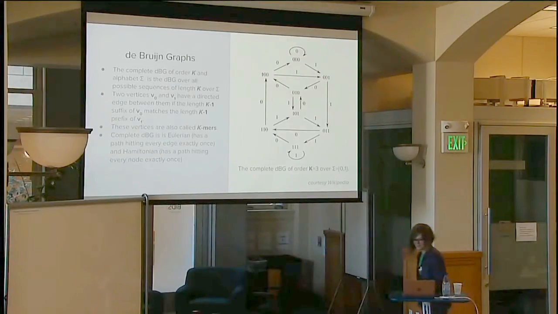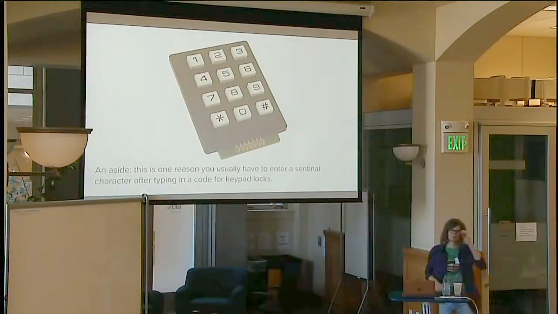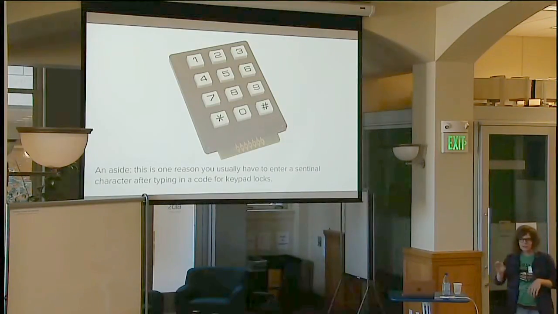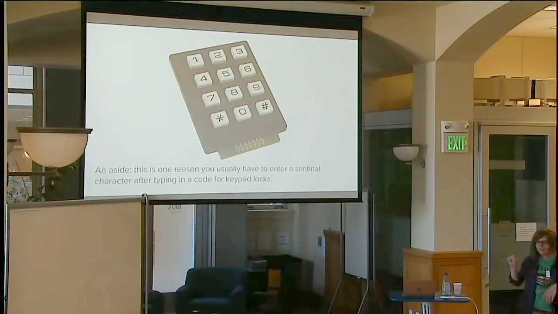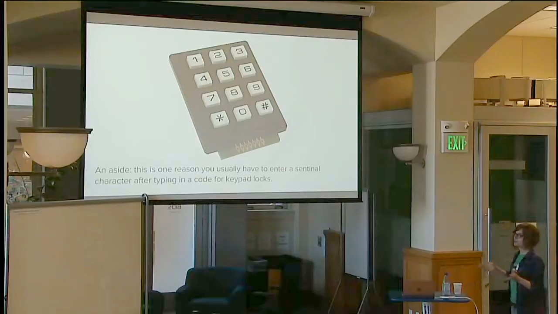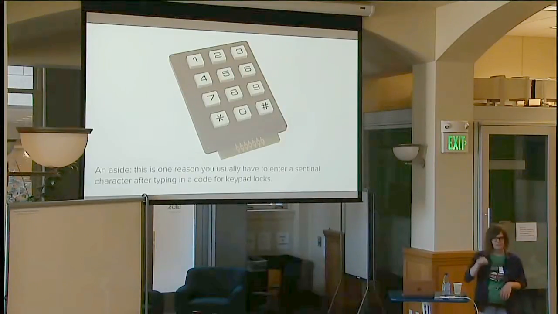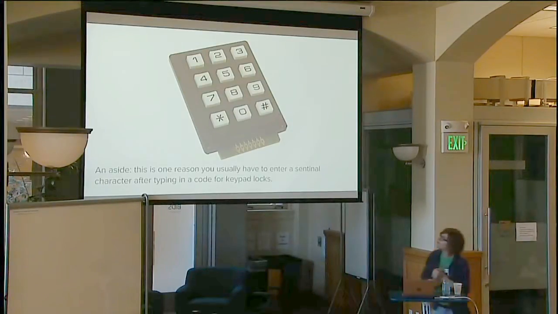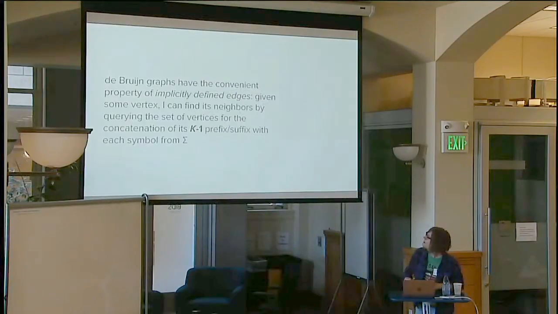As an aside, fun fact, this is one reason why when you're entering key codes, like to get into your storage unit, you usually have to put a sentinel character at the end. Because if you walk every node in the graph, you'll get a de Bruijn sequence. A de Bruijn sequence contains all of the possible k-mers. And if you type the de Bruijn sequence into the keypad, you'll be able to brute force it in a lot fewer steps than if you just had to put the sentinel after. So if you're trying to break into something, just keep that in mind, but don't credit me.